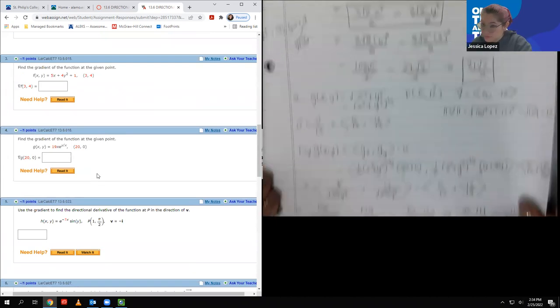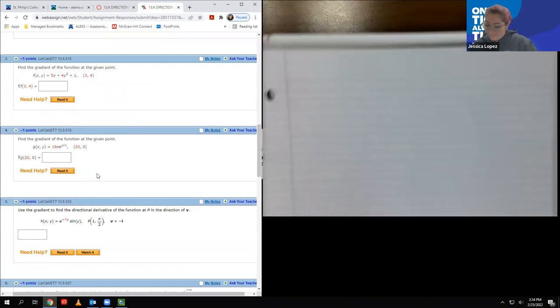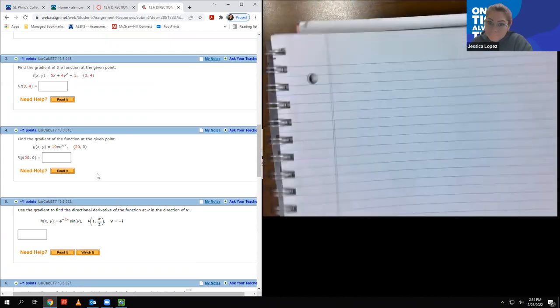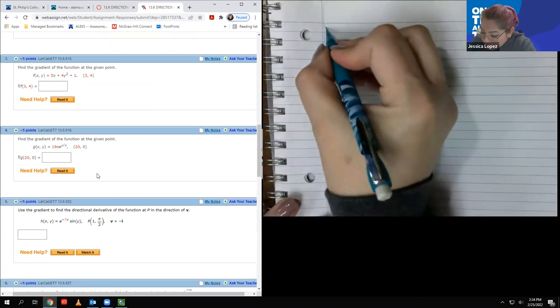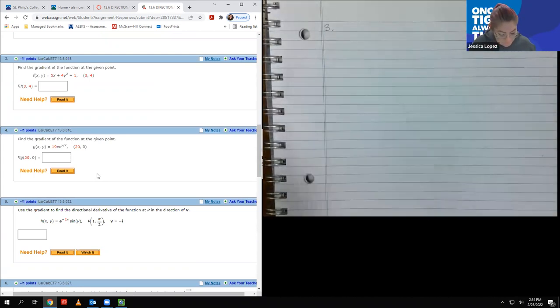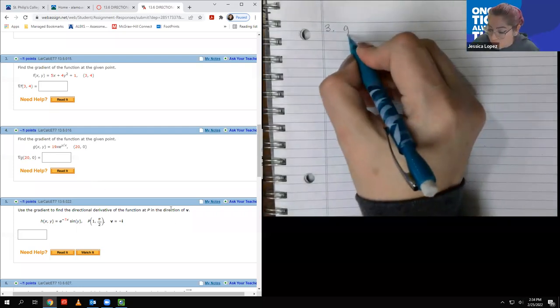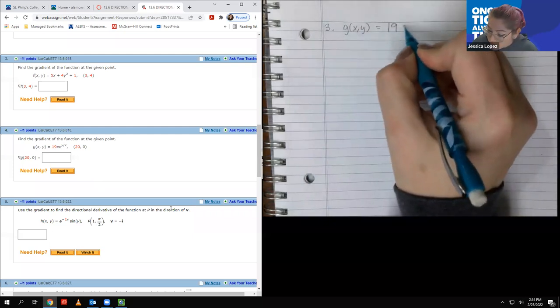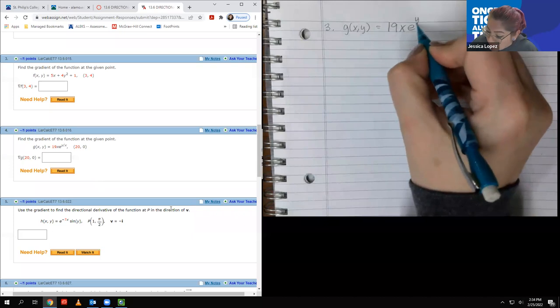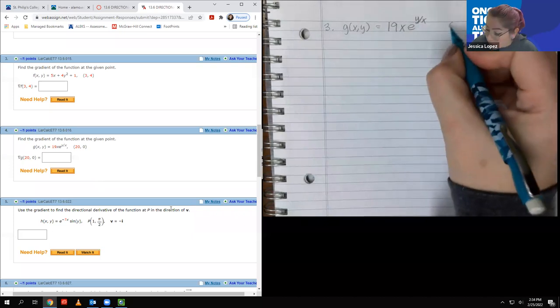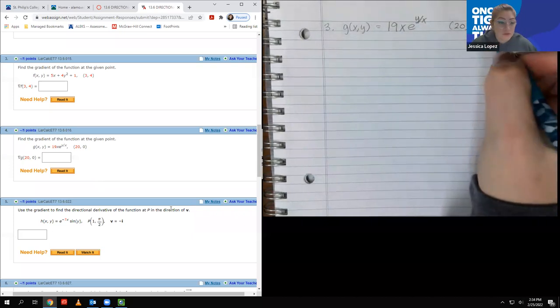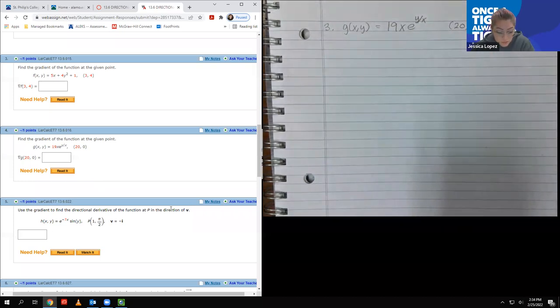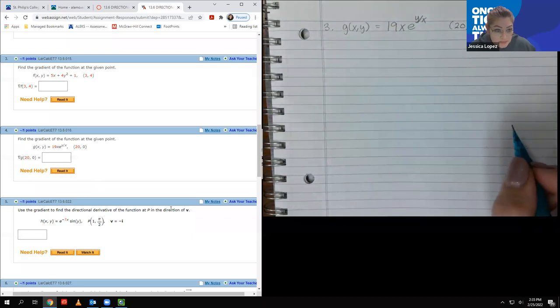Let's try number 3 now. Number 3 is different. They want the gradient. They give us our function, 19x e to the y over x, and our point, 20 comma 0. And so they're asking us for the gradient. Okay, this is different.